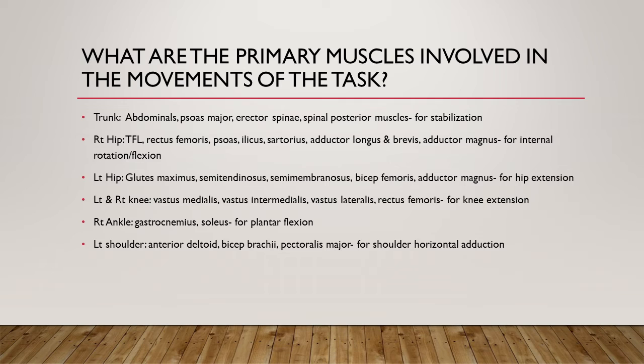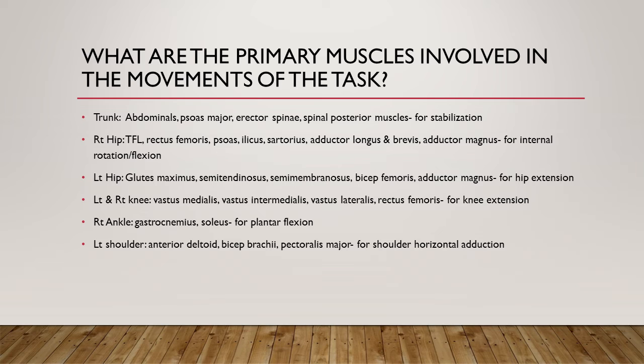Left hip, you have the gluteus maximus, the semitendinosus, semimembranosus, biceps femoris, and adductor magnus, and those are for hip extension. The left and right knee, we have the vastus medialis, vastus intermedius, vastus lateralis, and rectus femoris, and those are for knee extension. For the right ankle, you have the gastrocnemius and the soleus, and those are for plantar flexion.